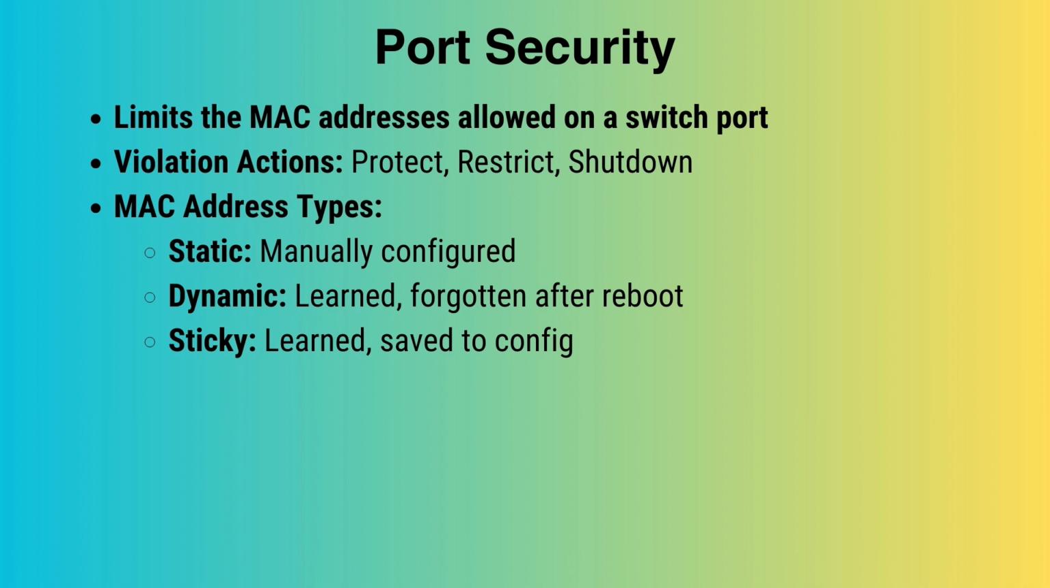Port security limits the MAC addresses allowed on a switch port, preventing unauthorized access and enhancing network security. Violation actions include protect, which drops unauthorized frames; restrict, which drops unauthorized frames and generates a log; and shutdown, which disables the port. MAC address types include static, manually configured; dynamic, learned and forgotten after reboot; and sticky, learned and saved to the configuration. Understanding port security, including its violation actions and MAC address types, is essential for securing switch ports and preventing unauthorized network access.